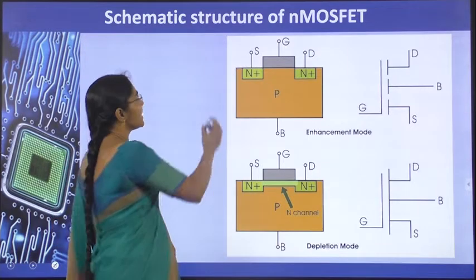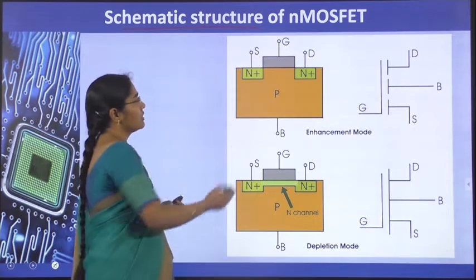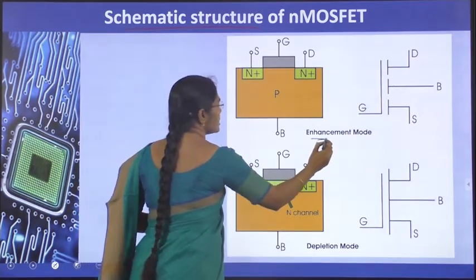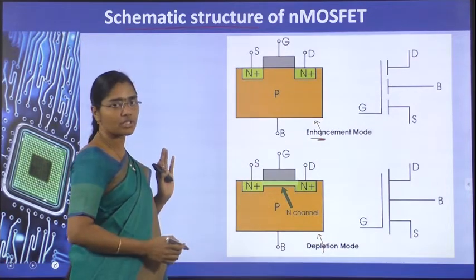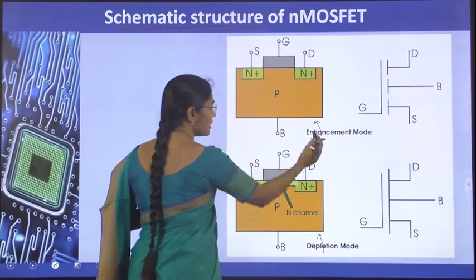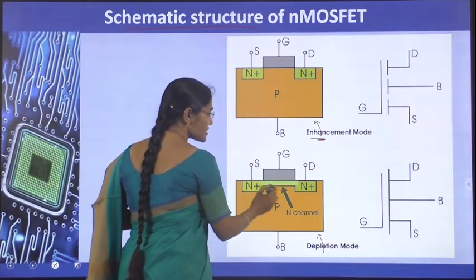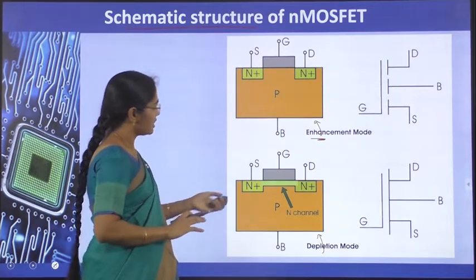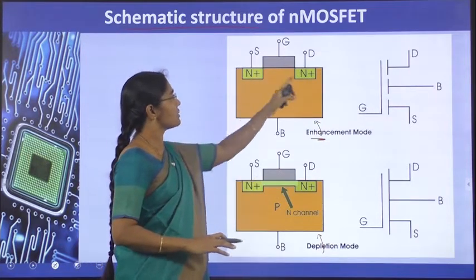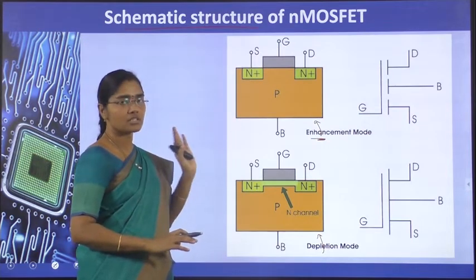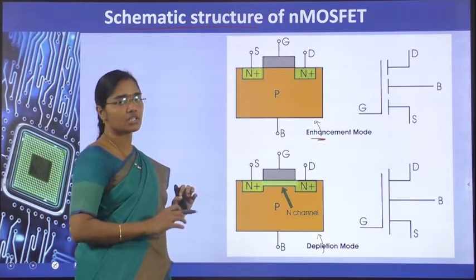One is the NMOS structure, the schematic structure of NMOSFET for both enhancement and depletion. This figure is the representation of enhancement and this figure is the representation of the depletion mode transistor. We can find the difference between these two here. Clearly, there is no connection path here and here there is a connection path physically. So this N plus and N plus is joined physically. This is the depletion. Whereas here this N plus and N plus is not connected physically. This is the enhancement. So the channel is created electrically here and the channel is created physically here.